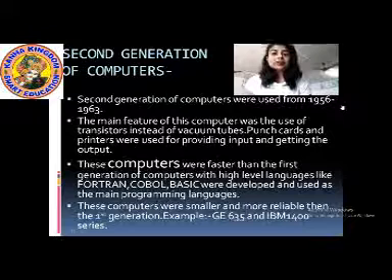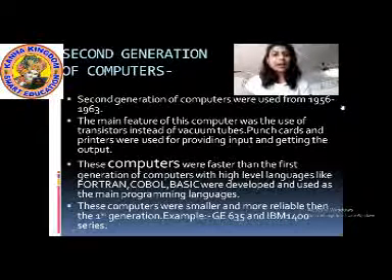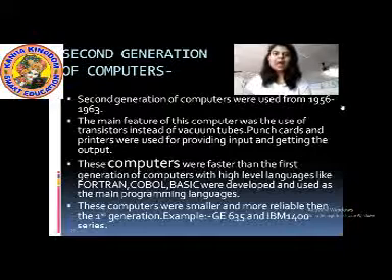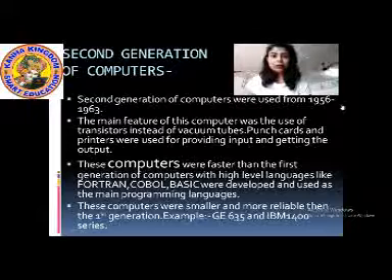These computers used transistors, and this was the main feature of the second generation of computers. Now, what was the source of input and output devices? They used punch cards to input something inside the computer, and for output devices, they used printers to get results from the computer. So punch cards and printers were the means of input and output.